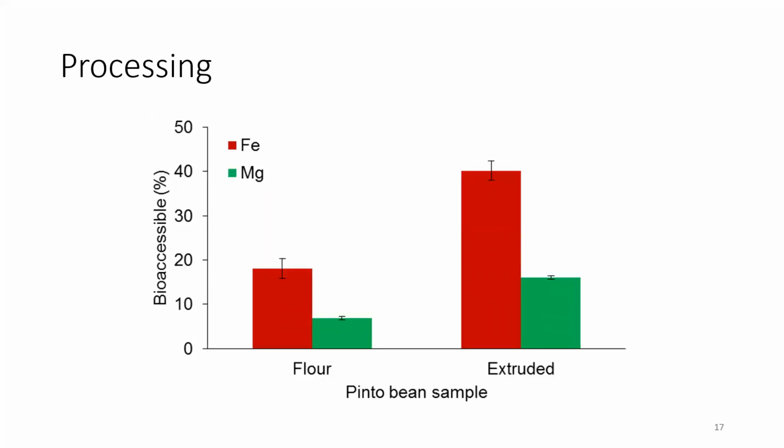And then she measured how much was bioaccessible. You can see, if you just measure the raw flour, on the left there, it's much lower than on the right, where we have the extruded product, for both iron and magnesium. So during processing, because of the degradation of those tannins, they're not going to form those insoluble chelates, and so these elements are more bioaccessible.